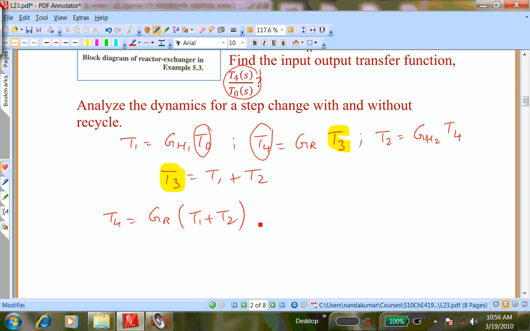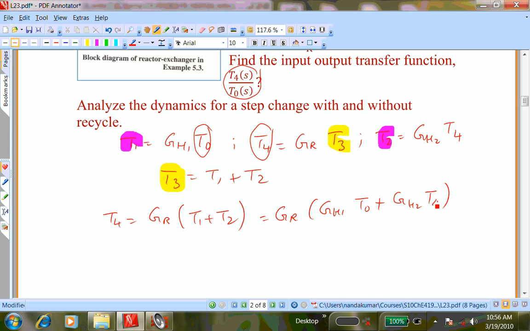Okay? And then I'm going to take T1 and T2 I have there, and I'm going to substitute for those in here. Okay? So that's going to be equal to GR times GH1 T0 plus GH2 T4. Now, is this an interacting system or a non-interacting system?